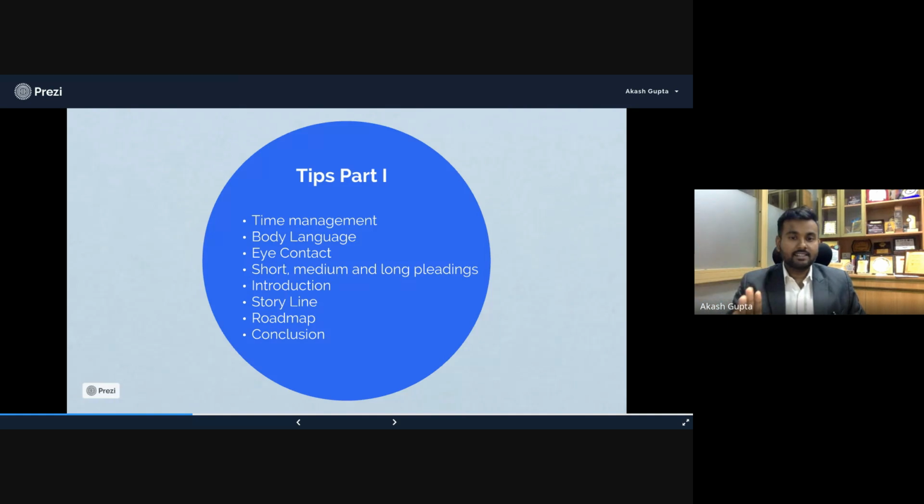So please understand this. Respecting time, following time will fetch you at least decent marks. Even if you're very bad with, let's say, your legal arguments, but if you follow time and you have good oral advocacy, you will easily get 70% marks because you are being smart with oral advocacy, with team management, with time management.